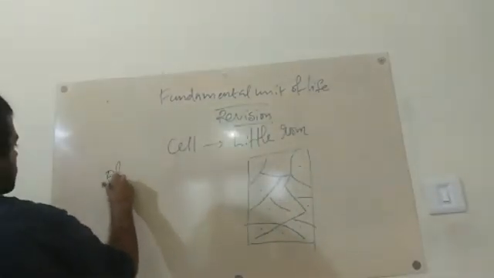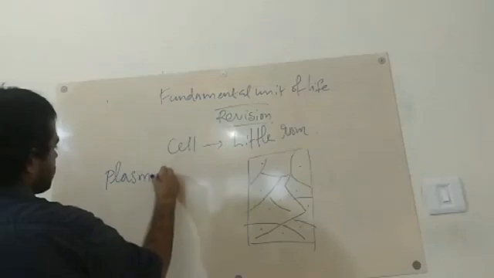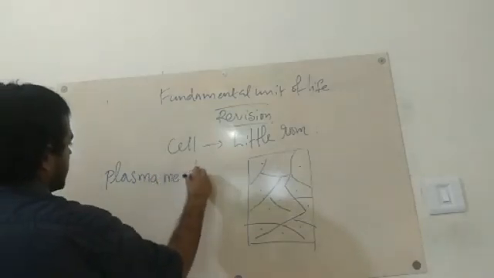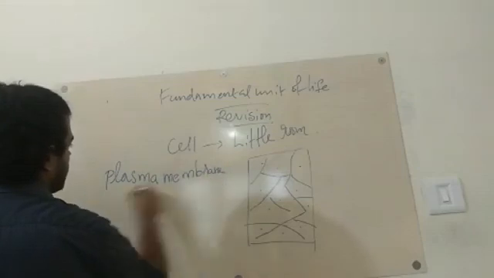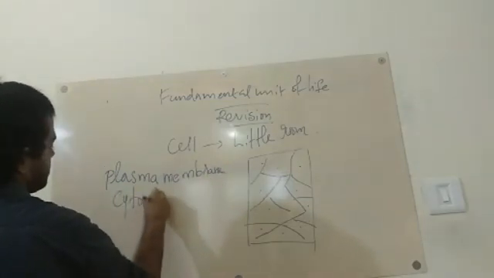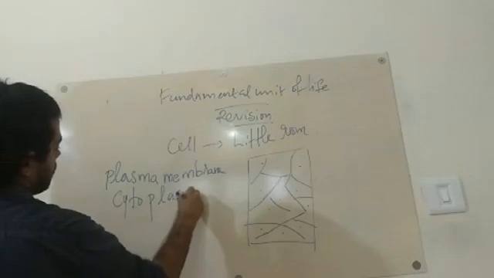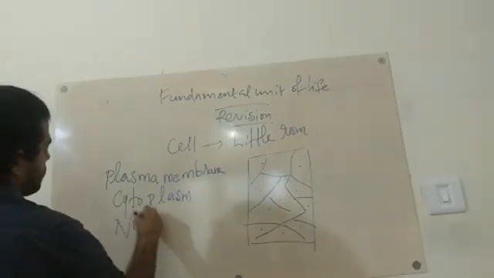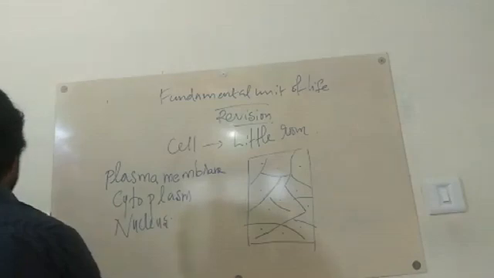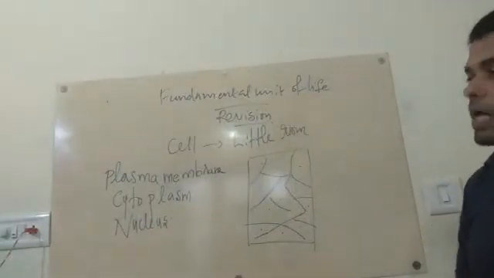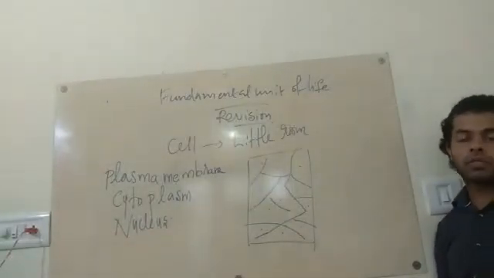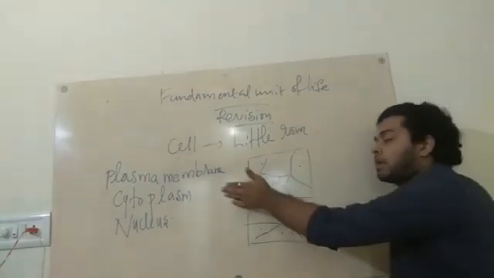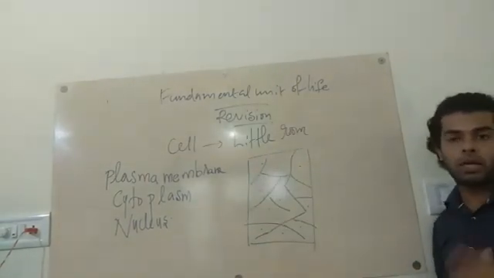We have studied about the plasma membrane, cytoplasm, and nucleus. Okay, plasma membrane, cytoplasm, and nucleus. So what have we said about the plasma membrane? First one is the plasma membrane. What have we said about the plasma membrane?